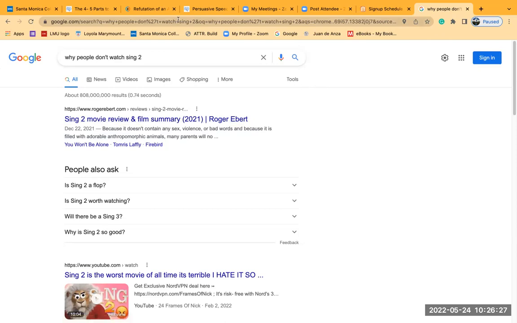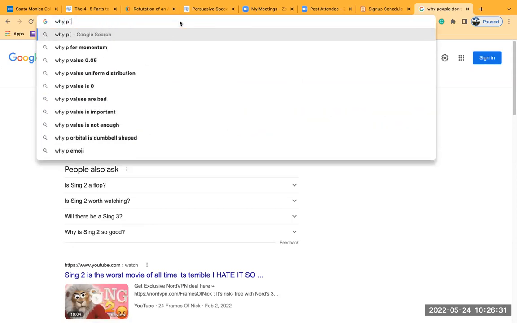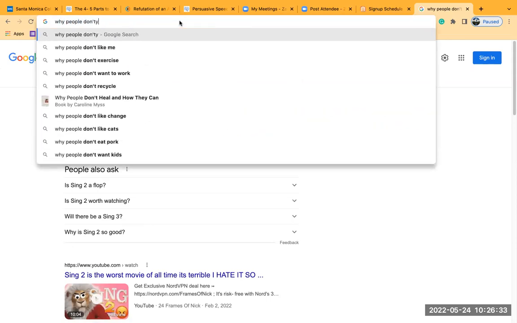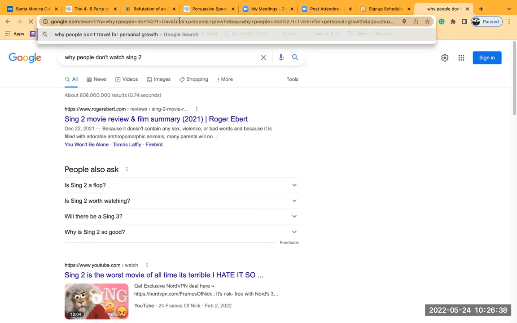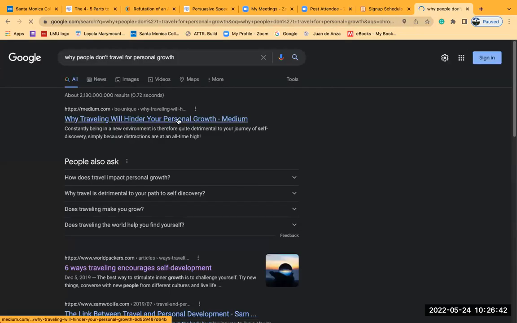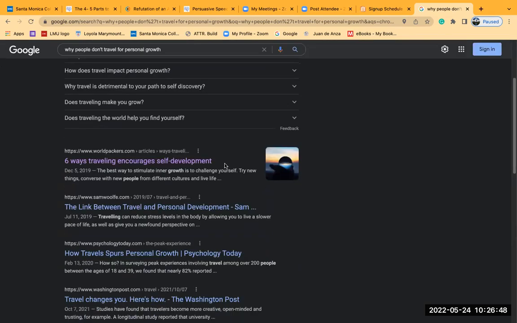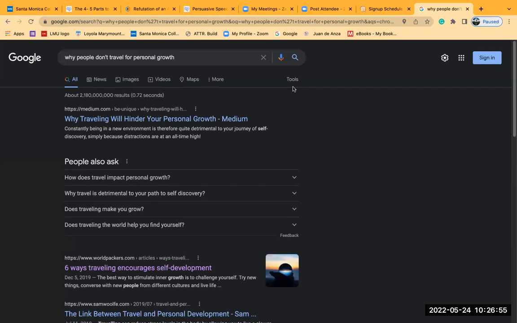So you can always look up these reasons, right? Why people don't travel for personal growth. It's like, will traveling hinder your personal growth? I bet it wouldn't. So then you can counter argue that, constantly being individual, right? And you can do that. What are the reasons that people give? And then counter argue it with what they do know. So those may be some ways for you to go back.